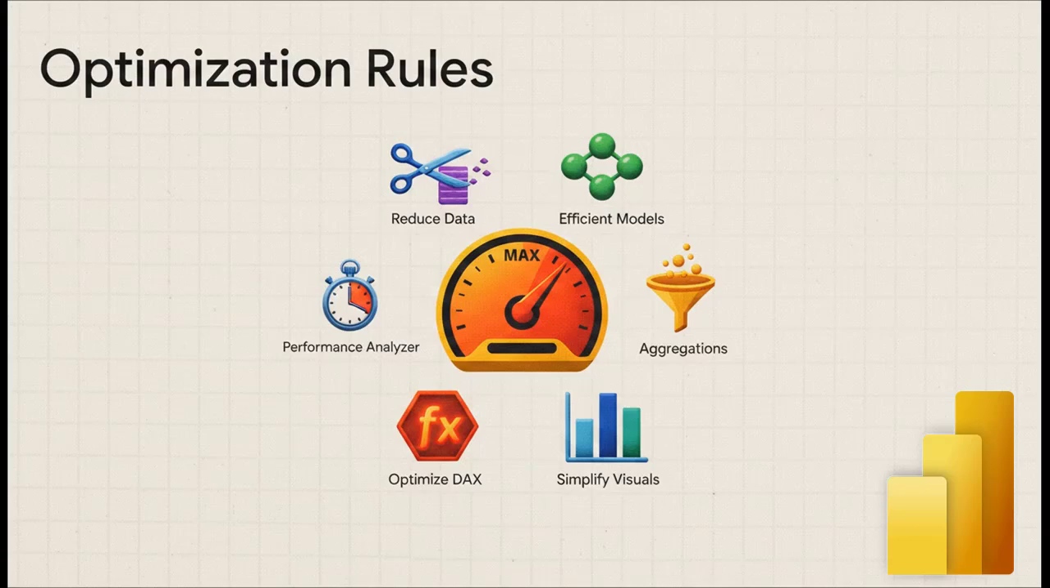Number 2, ensure efficient relationships in your data model. Number 3, use aggregations at the source whenever possible. Number 4, simplify your visuals. Too many complex charts on one page will absolutely cripple your rendering time. Number 5, optimize those complex DAX formulas. And number 6, limit direct queries. Import mode is almost always faster. Oh, and use the built-in performance analysis tool to catch any lags before you publish.